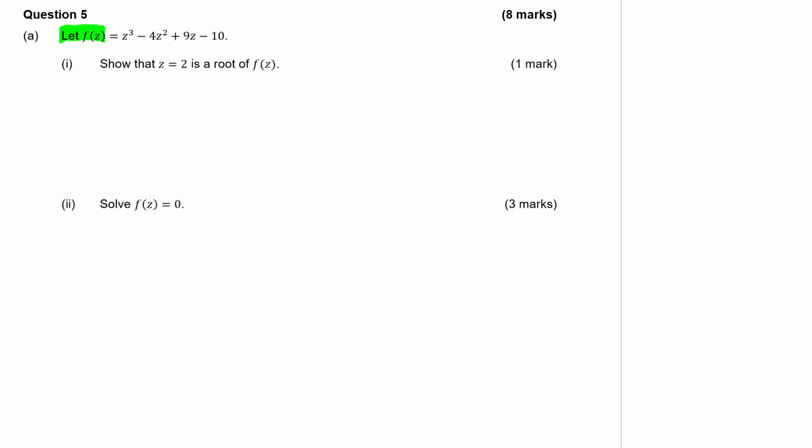Let f of z be z cubed minus 4z squared plus 9z take away 10. Show that z equals 2 is a root of f of z.